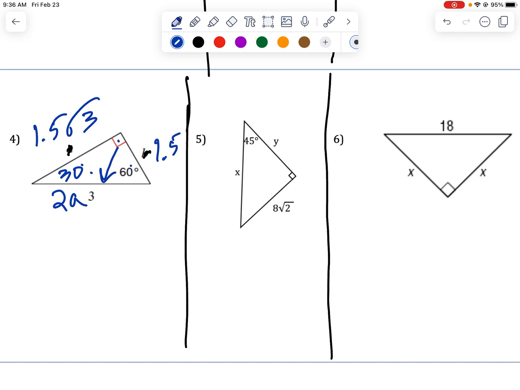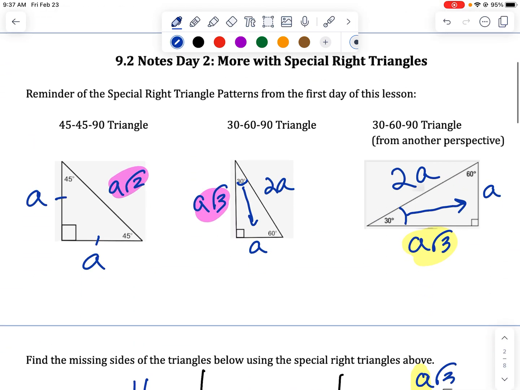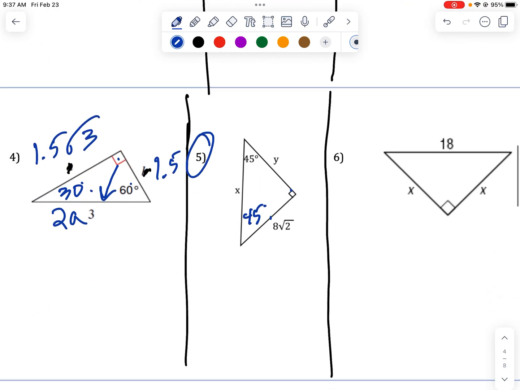Number 5 is similar to a problem we did on Friday. If I have a 45-degree angle, that makes this also a 45-degree angle if that's 90. So it's a 45, 45, 90 triangle. Remember, in our 45, 45, 90, these two legs are always congruent. They're always the same. So if this is 8 root 2, then this is 8 root 2.